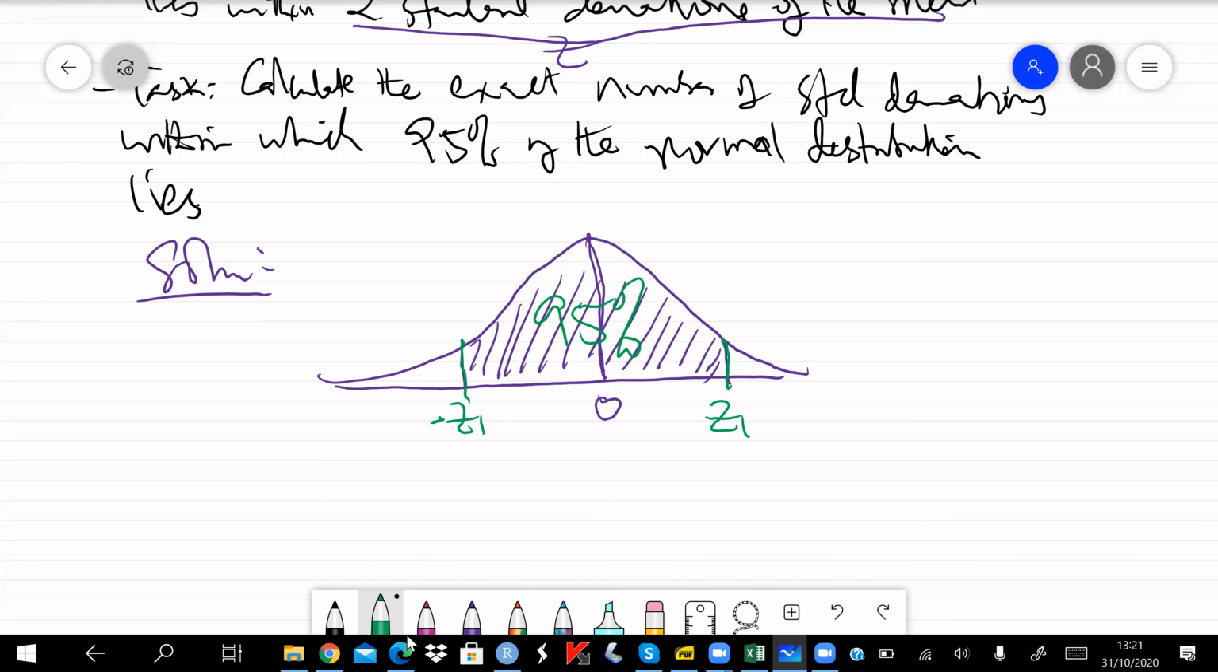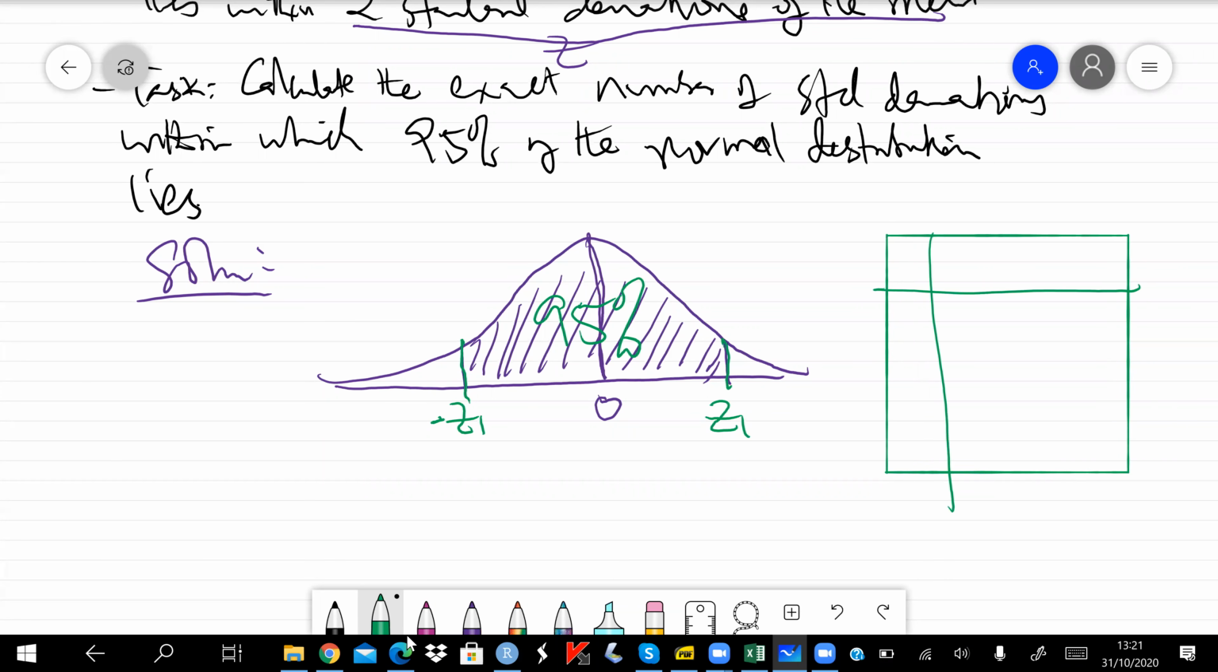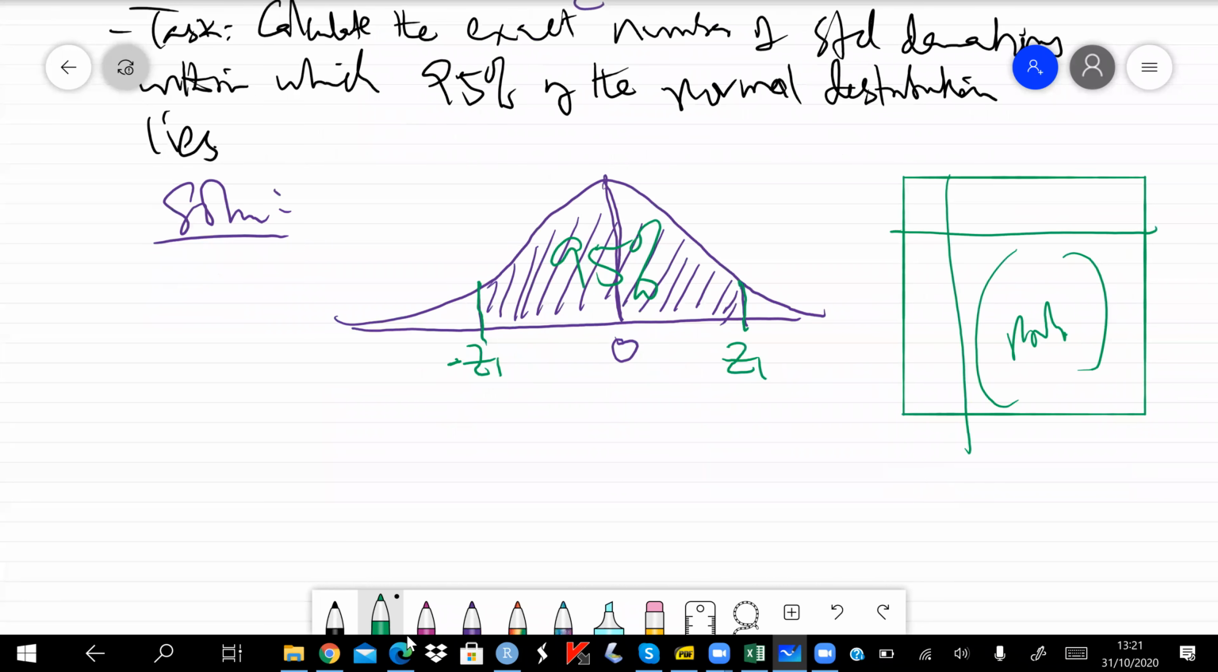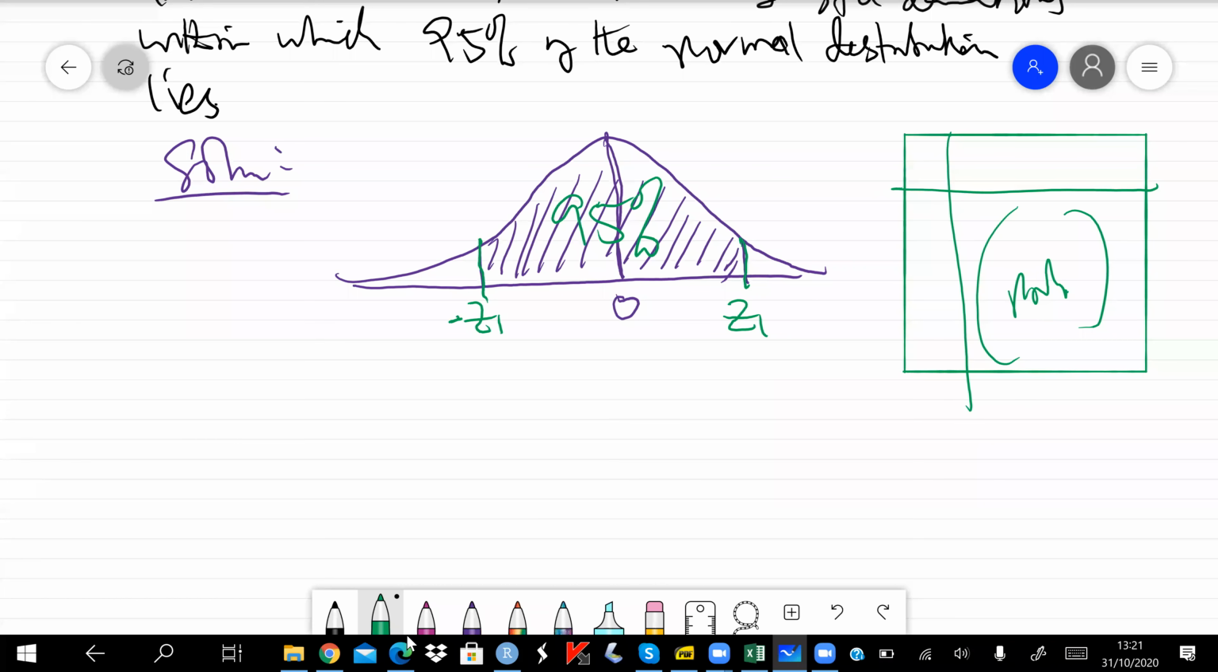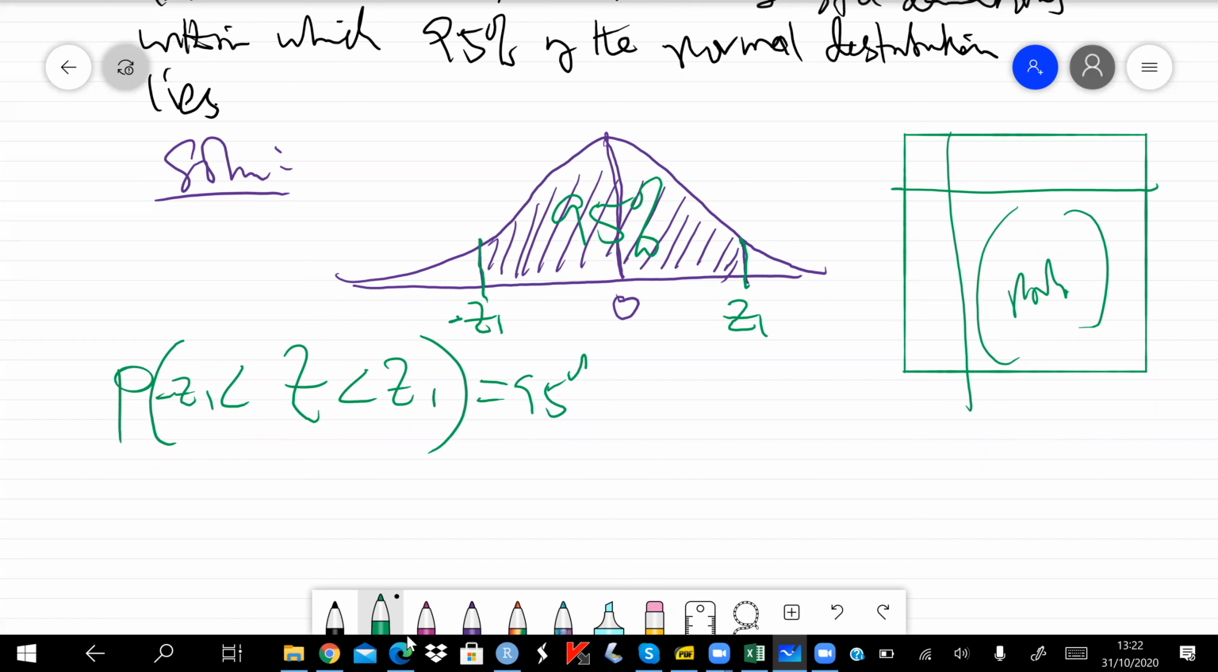And remember, for the standard normal, I just need to use the tables. Because now I'm given this is 95%, I'm given the probabilities here, I want to get the correct values from the tables. So we can represent the shaded area using this probability statement: the probability that Z is bigger than minus Z1 but less than plus Z1. And we know that probability is 95%, is 0.95. So that area is 0.95 out of 1.